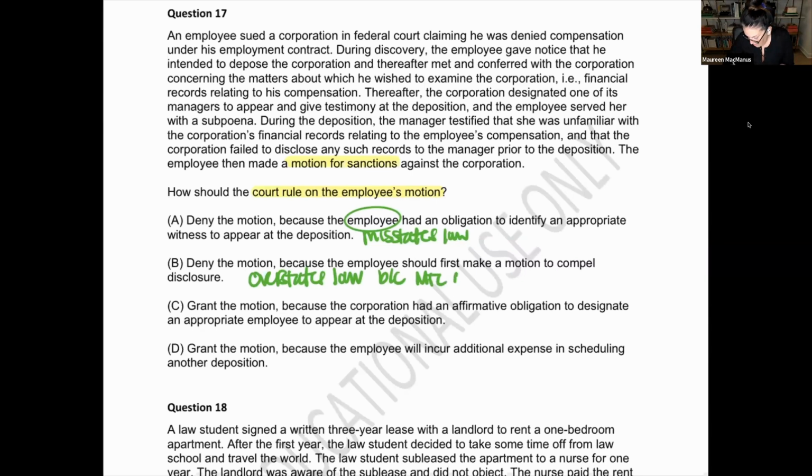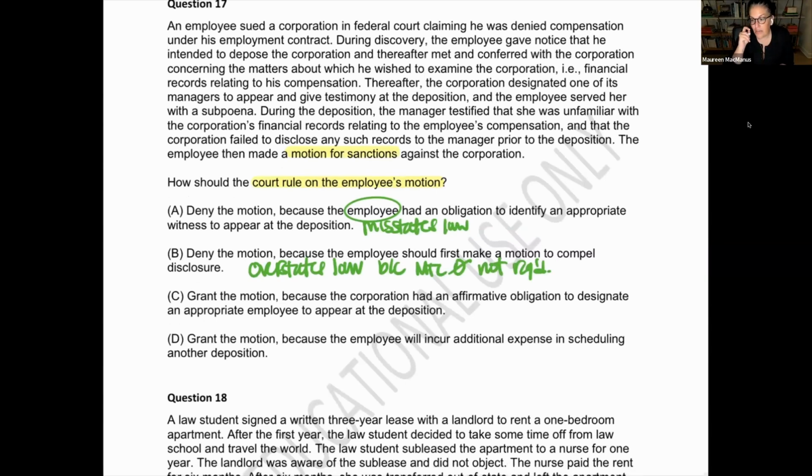MTC is motion to compel, and my little O with the line through it means not required. Often you do have to meet and confer when dealing with discovery. You do often have to do that when you're answering questions and they're refusing to answer. But in a situation like this, the corporation has to actually give the person that can answer the questions, and they didn't do that. So it's this particular sort of area where they can get sanctions. You don't have to meet and confer.